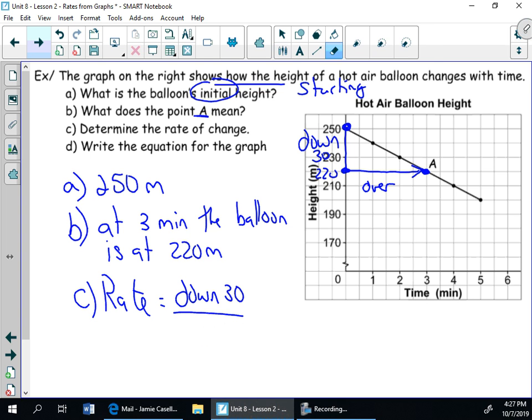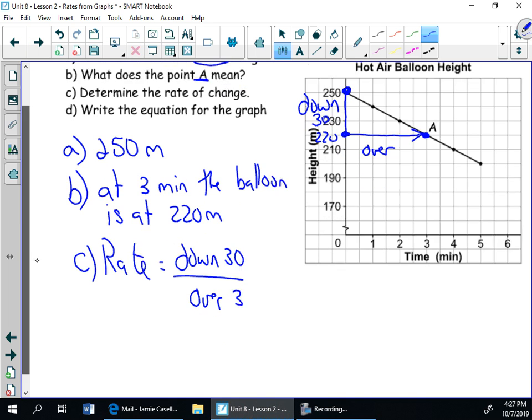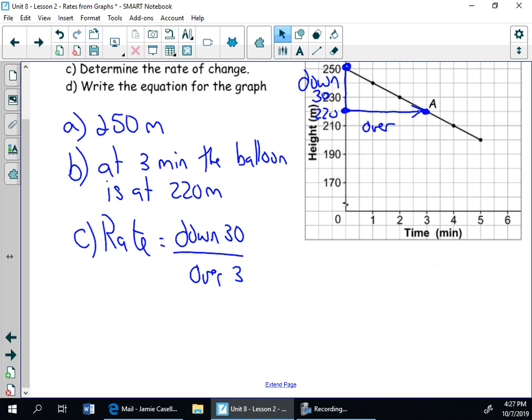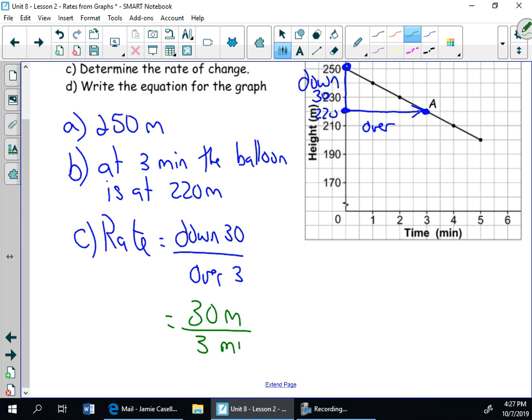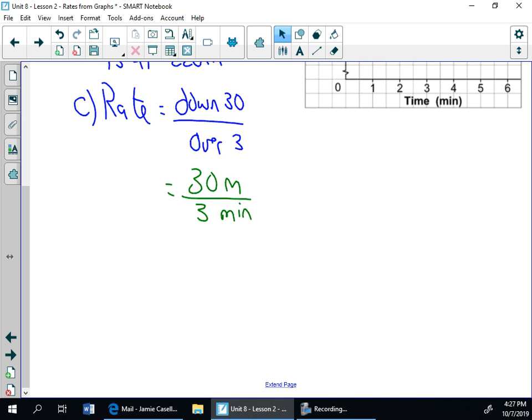Actually, sorry, I missed a word there. Over 3. And here's stage 1. Stage 2, let's fill in the units. 30 what? Well, those were 30 meters. This was 3 minutes. My last stage, let's divide it out. 30 divided by 3 makes 10 meters per minute.